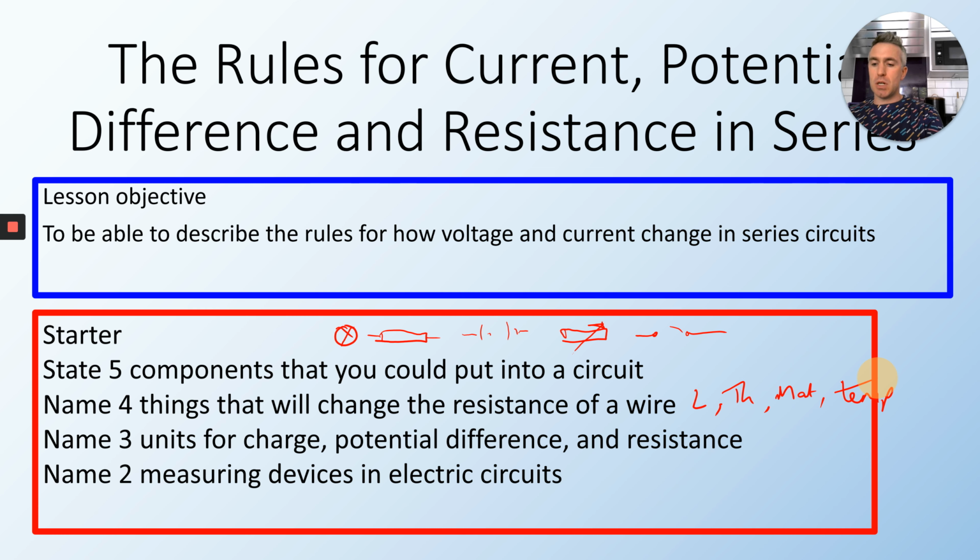The units for charge, potential difference, and resistance. Charge is measured in coulombs, C. Potential difference is measured in volts, V. And resistance is measured in ohms. Use the omega sign there. What are 2 measuring devices? 2 measuring devices that we come across are the ammeter and the voltmeter. Easy.